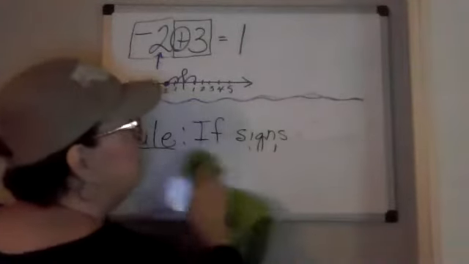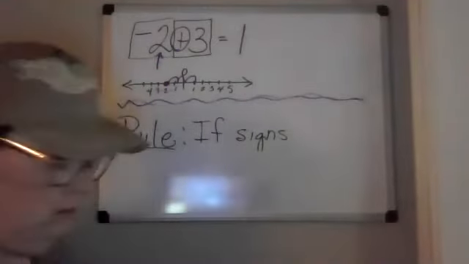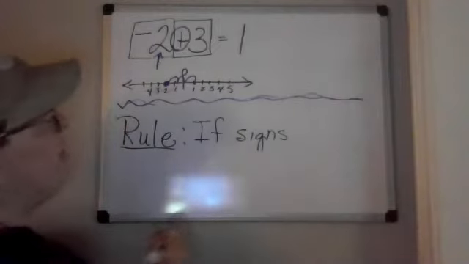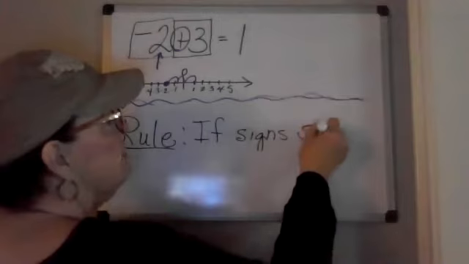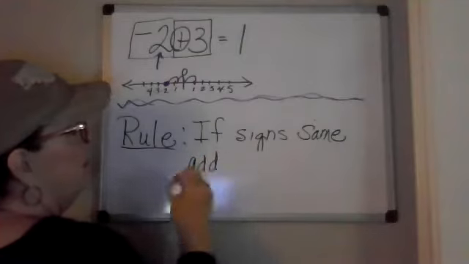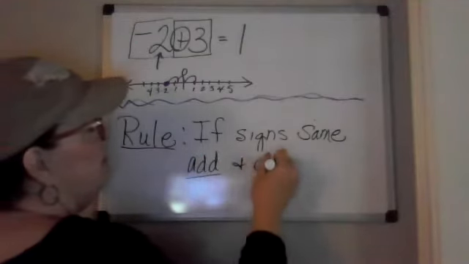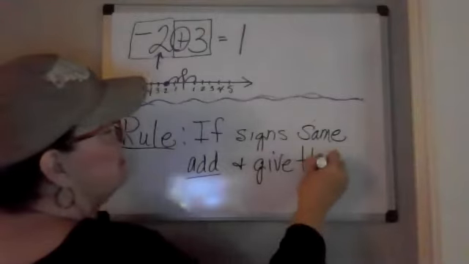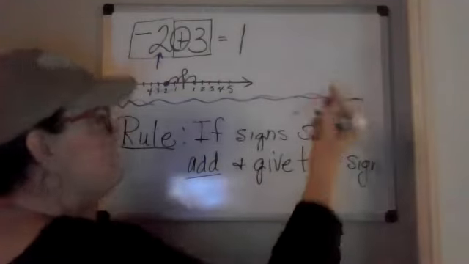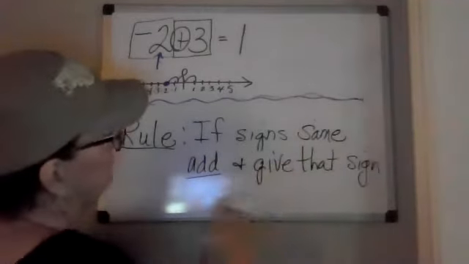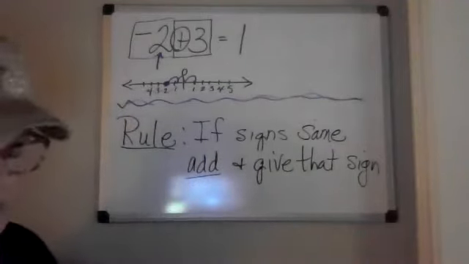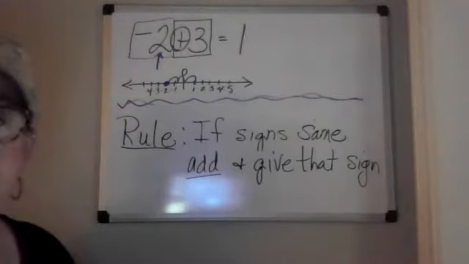if the signs are the same, like -2 minus 3, if the signs are the same, then add and give it that sign. So if both of them have a negative sign, then the answer is going to have a negative sign. You just add them together. We'll do some more, but get this rule down because I'm going to erase and we're going to do some more. And I can't see.